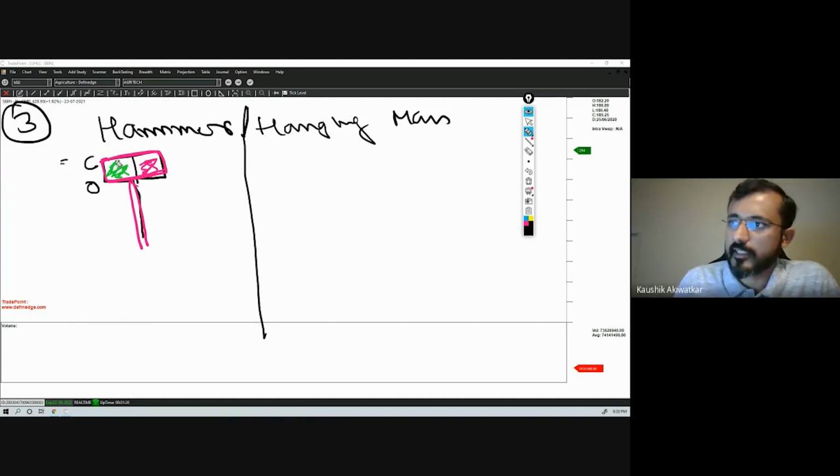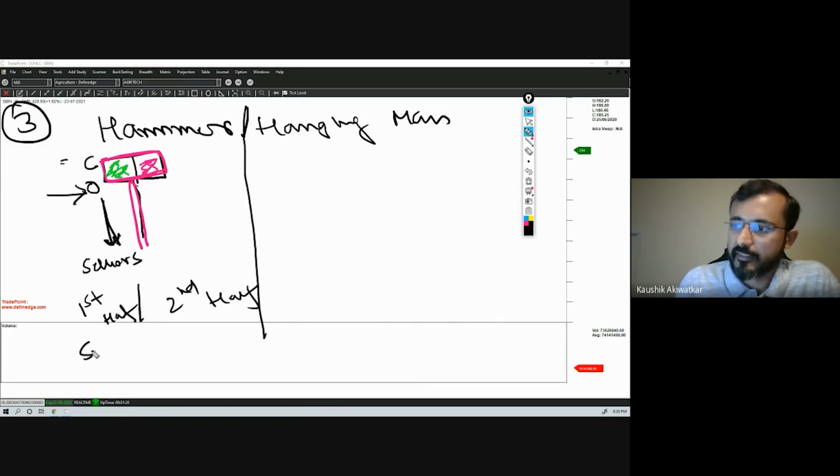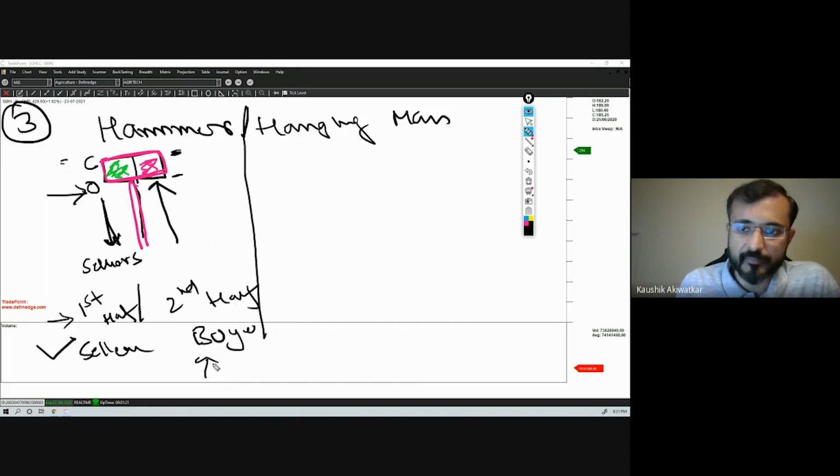So the psychology that is getting played out here: price is getting opened here, sellers are pushing it, right? So in the first half, sellers are active, and in the second half, buyers are active because they are pushing the price up so that they can close it somewhere here or here, whatever it is, right? So hammer gets formed when sellers are active in the first half and buyers are active in the second half, right? Hanging man is opposite to it. The wick, again the pattern is the same, but now you are hanging a man, right?